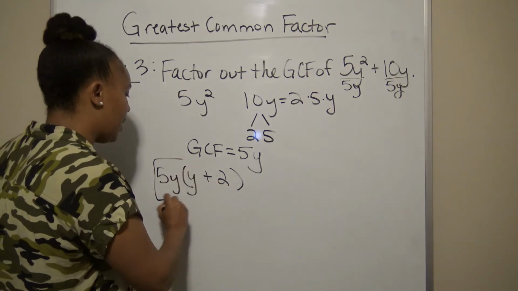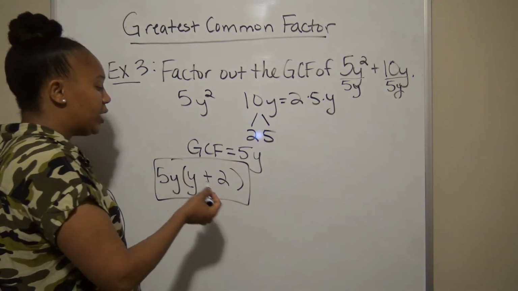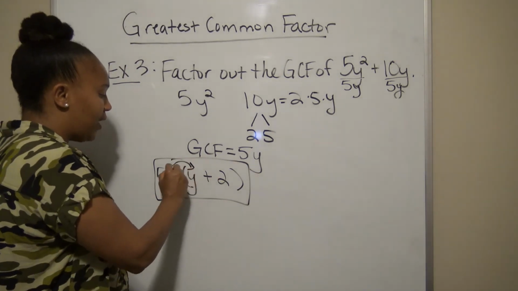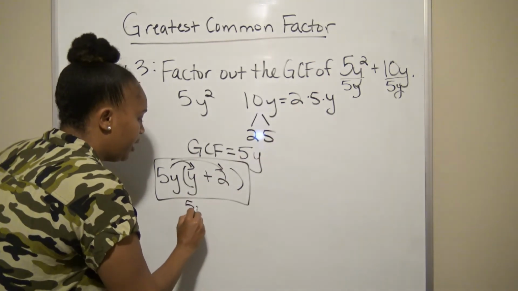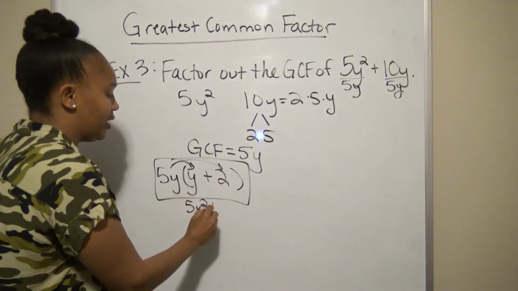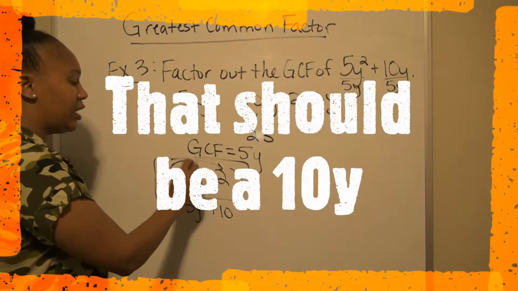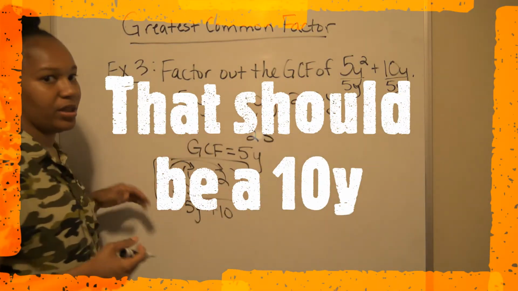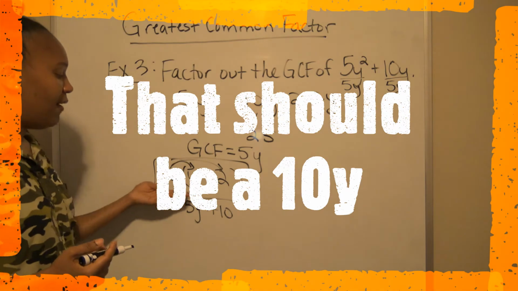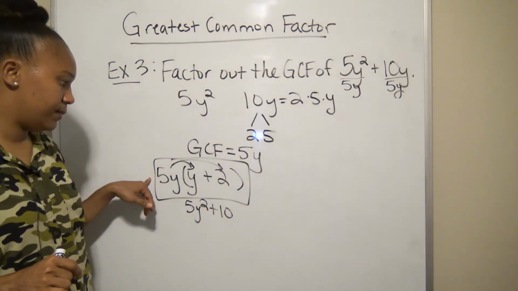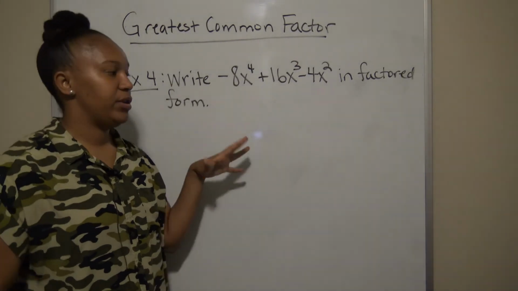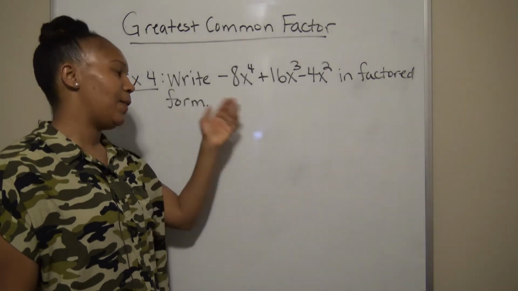So this would be my answer. And if I wanted to go check it, just multiply the 5y back in and see if you get what you started with. 5y times y is 5y squared, and 5y times 2 is 10y. So when I distribute this back in, I get what I started with. That's how I know that my factoring is done correctly. But this will be your final solution. This next example is really similar to the last one, except it's written differently.